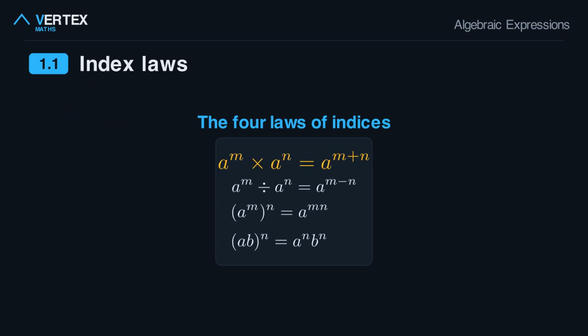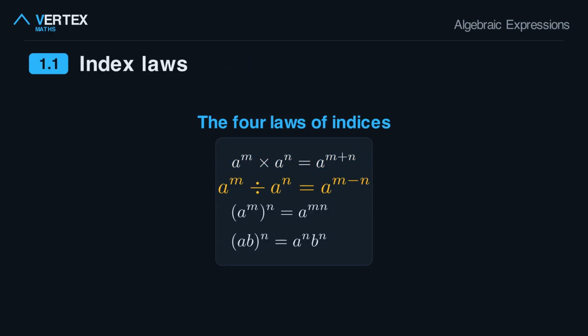Law 1 covers multiplication. If two terms share the same base, multiply them by adding the two indices. So a to the m times a to the n equals a to the m plus n. Think about why. A cubed times a squared is 3 a's, then 2 more a's, which is 5 a's in total. So that's just a to the fifth. 3 plus 2 equals 5, we are literally just counting.